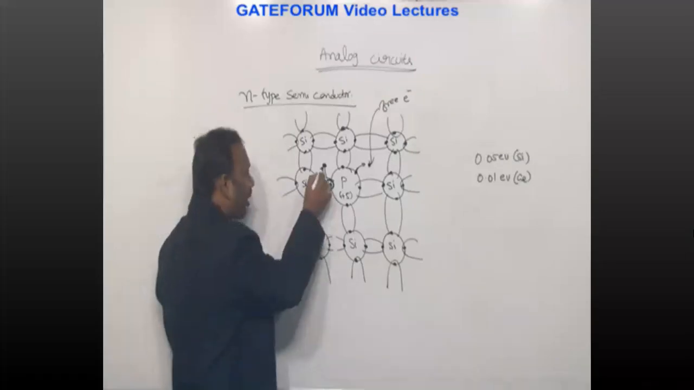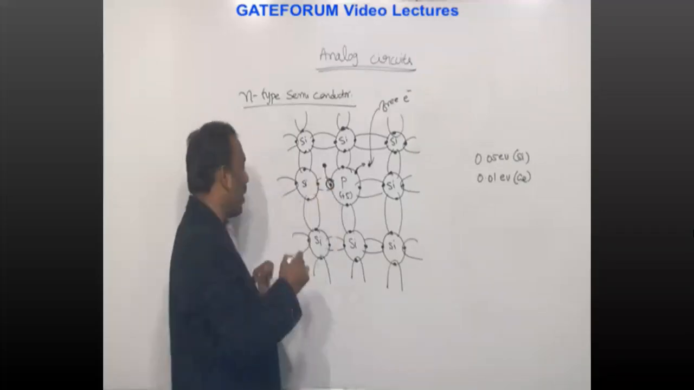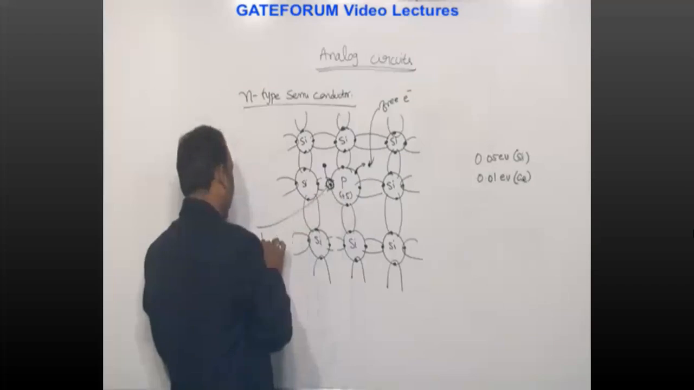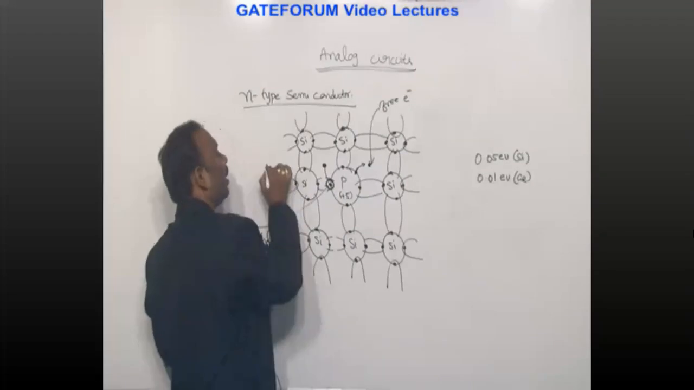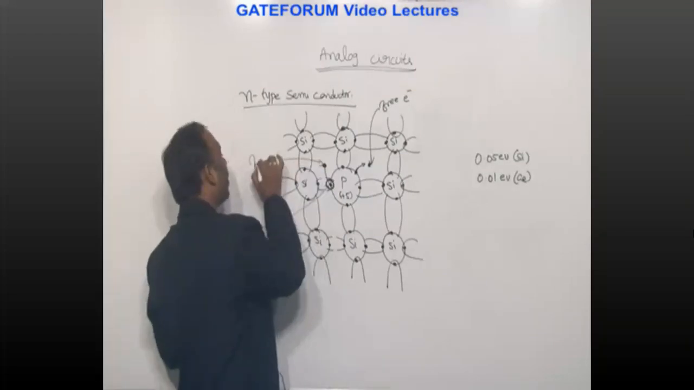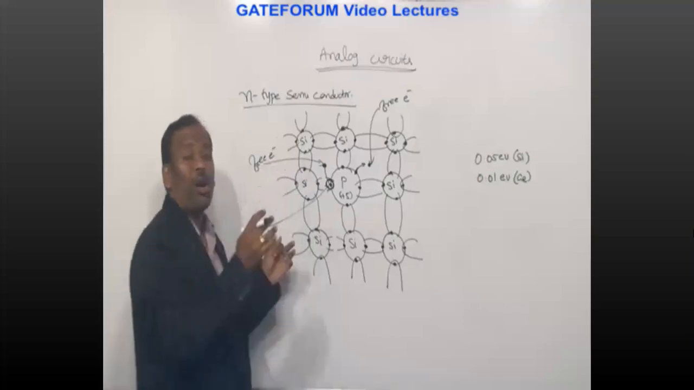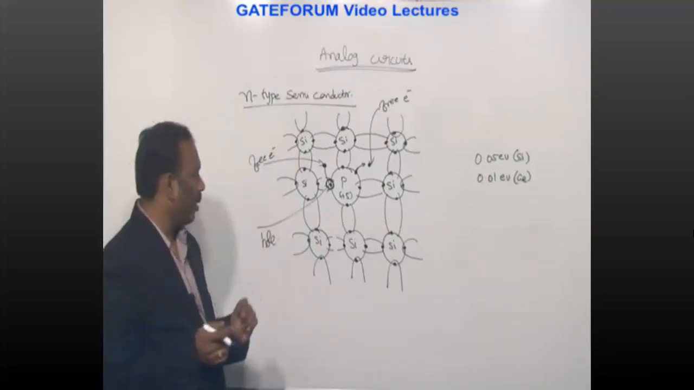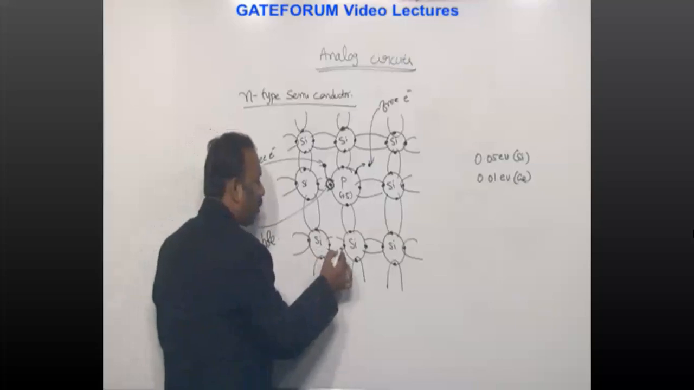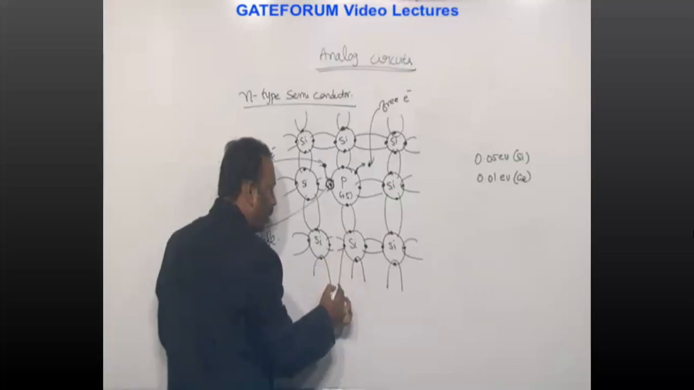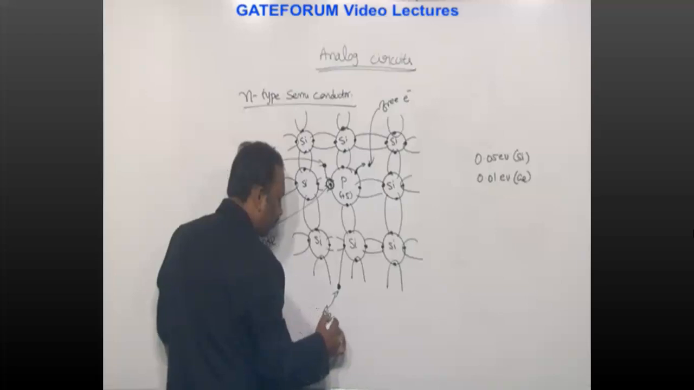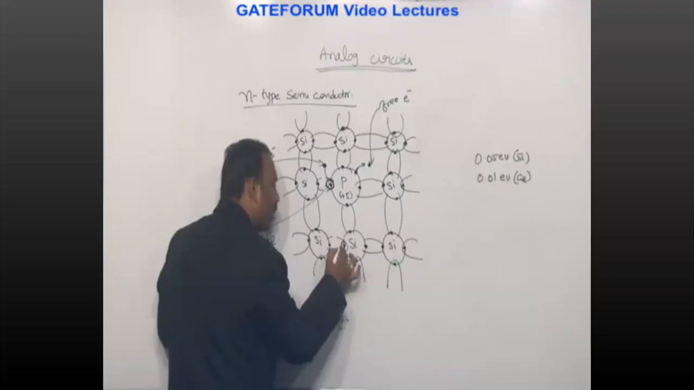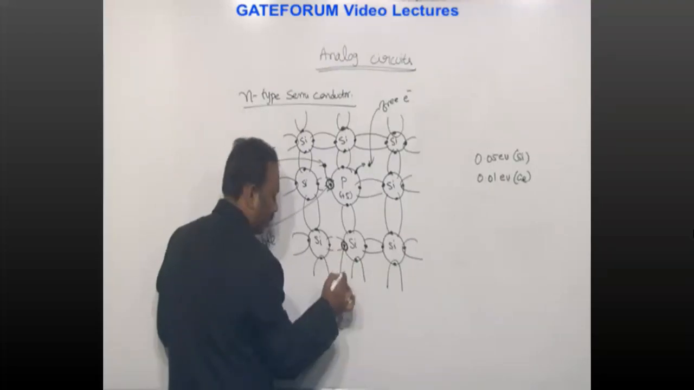Now a free electron-hole pair is generated. This is the hole, and this is the free electron. Now how many free electrons are there? 2. How many holes are there? 1. Next, I said this covalent bond is also broken. Let us suppose this becomes a free electron. A hole is generated.